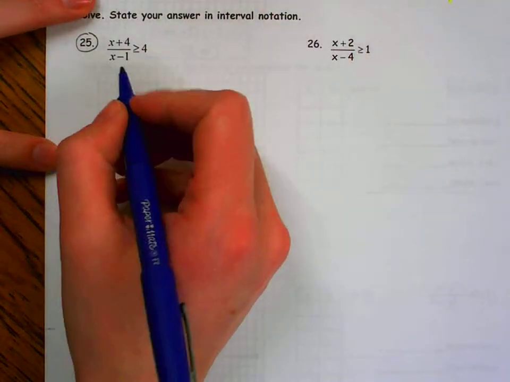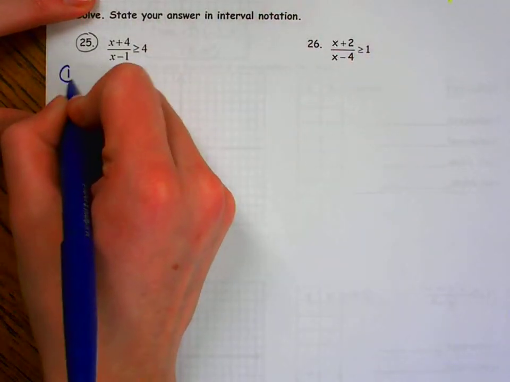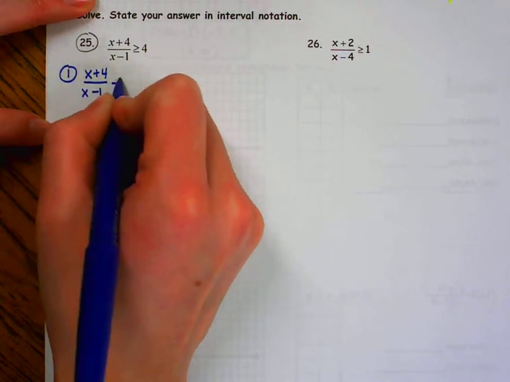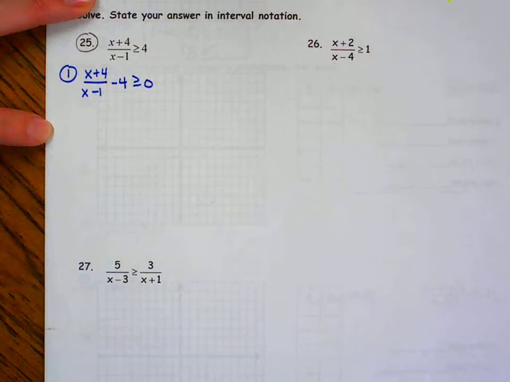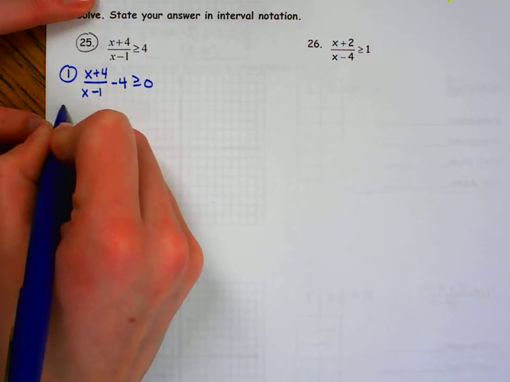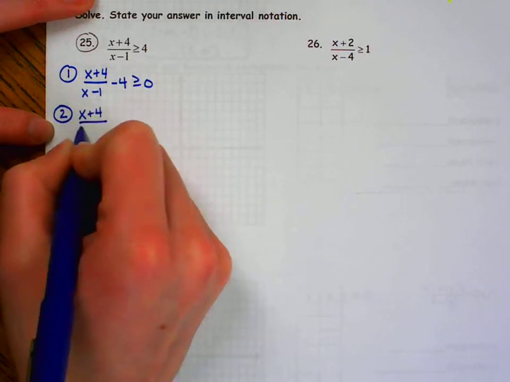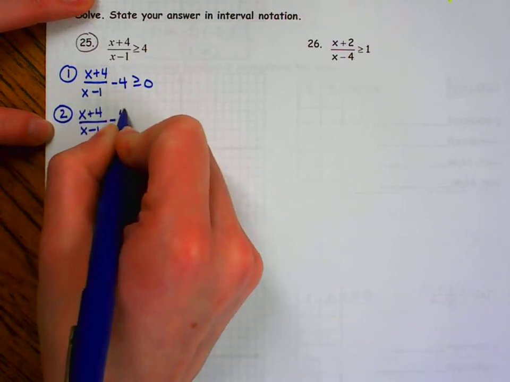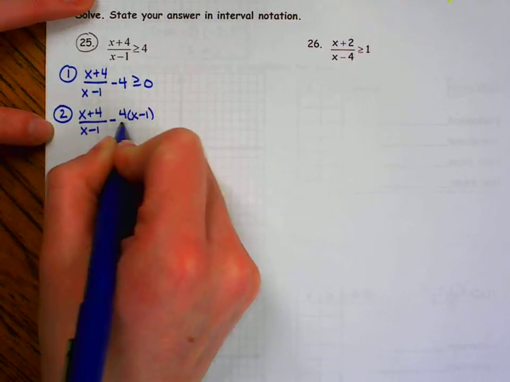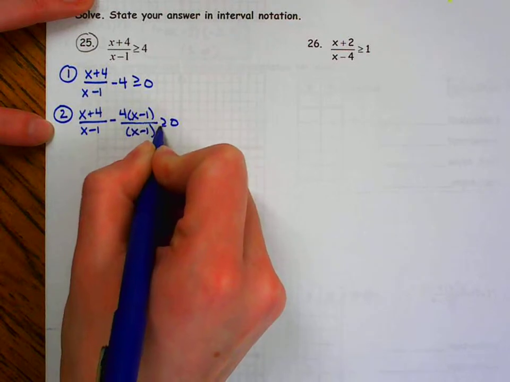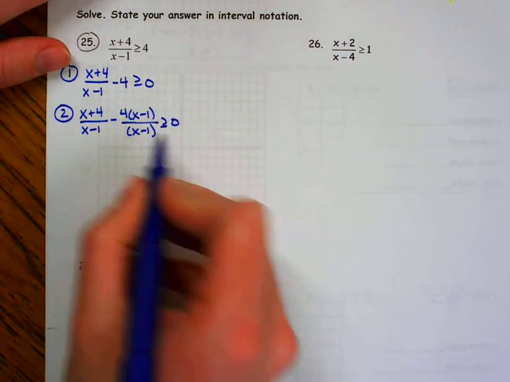So the first thing I need to do is get everything on one side. So step 1 says, let's move everything so it's on one side of the inequality. Step 2 says, let's get a common denominator. So that means this 4 needs to be multiplied by x minus 1 over x minus 1 to get that common denominator. Well, now I'm going to see if I can simplify a little bit.